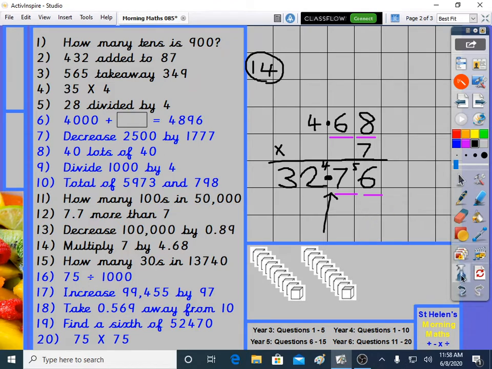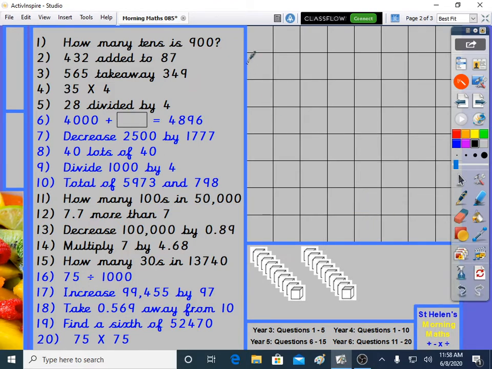32.76. Question 15. How many 30s in 13,740? How many 30s in there? Well, how many somethings in a something is division. That's division. So we're going to divide it by 30. Find out how many 30s are in it. That's how you do it.